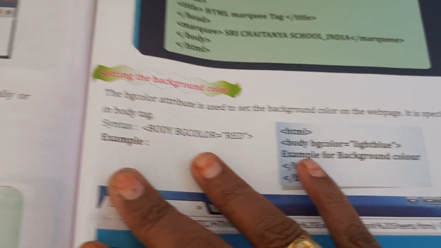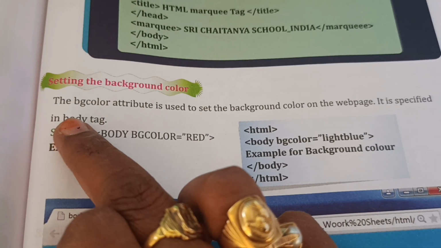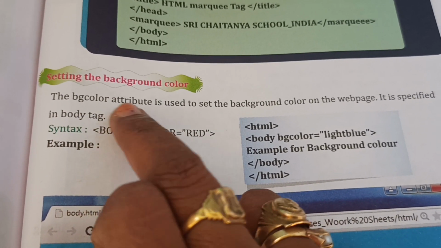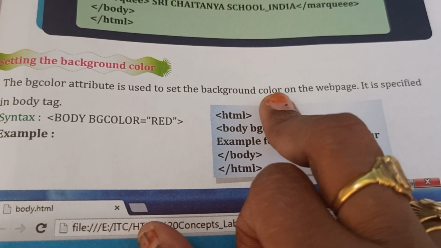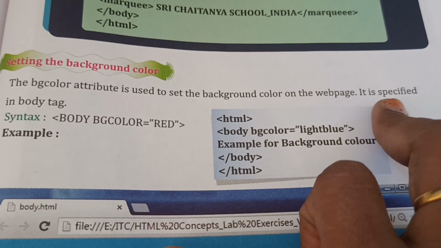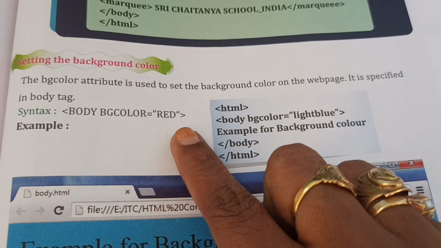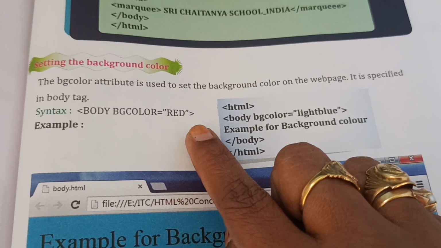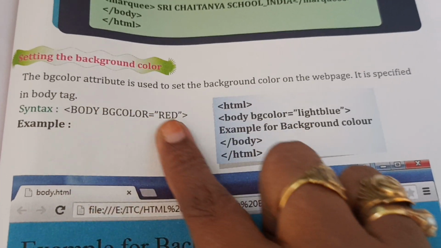Hi viewers. Next topic, setting the background color. The bgcolor attribute is used to set the background color on the web page. It is specified in the body tag. The short name for background color is bgcolor.